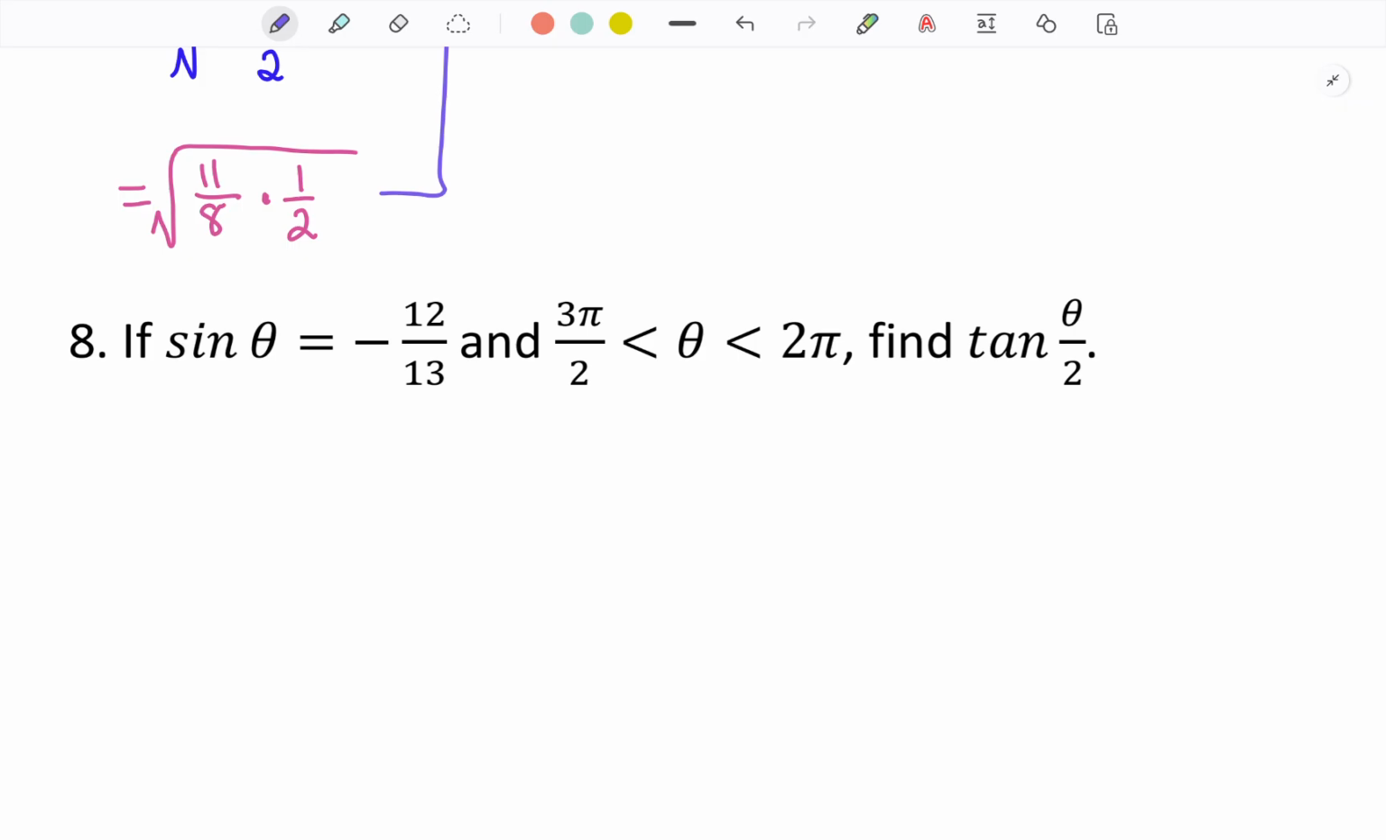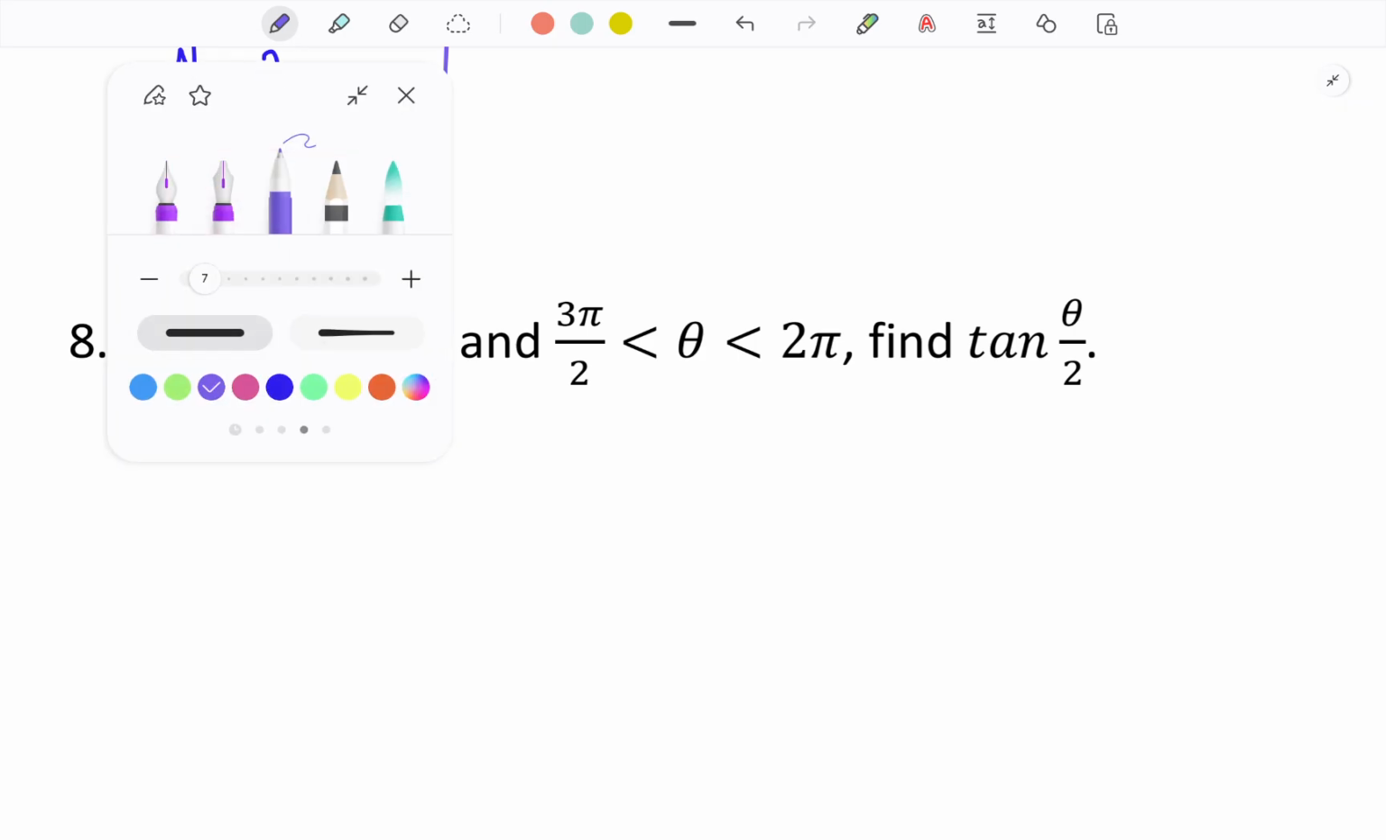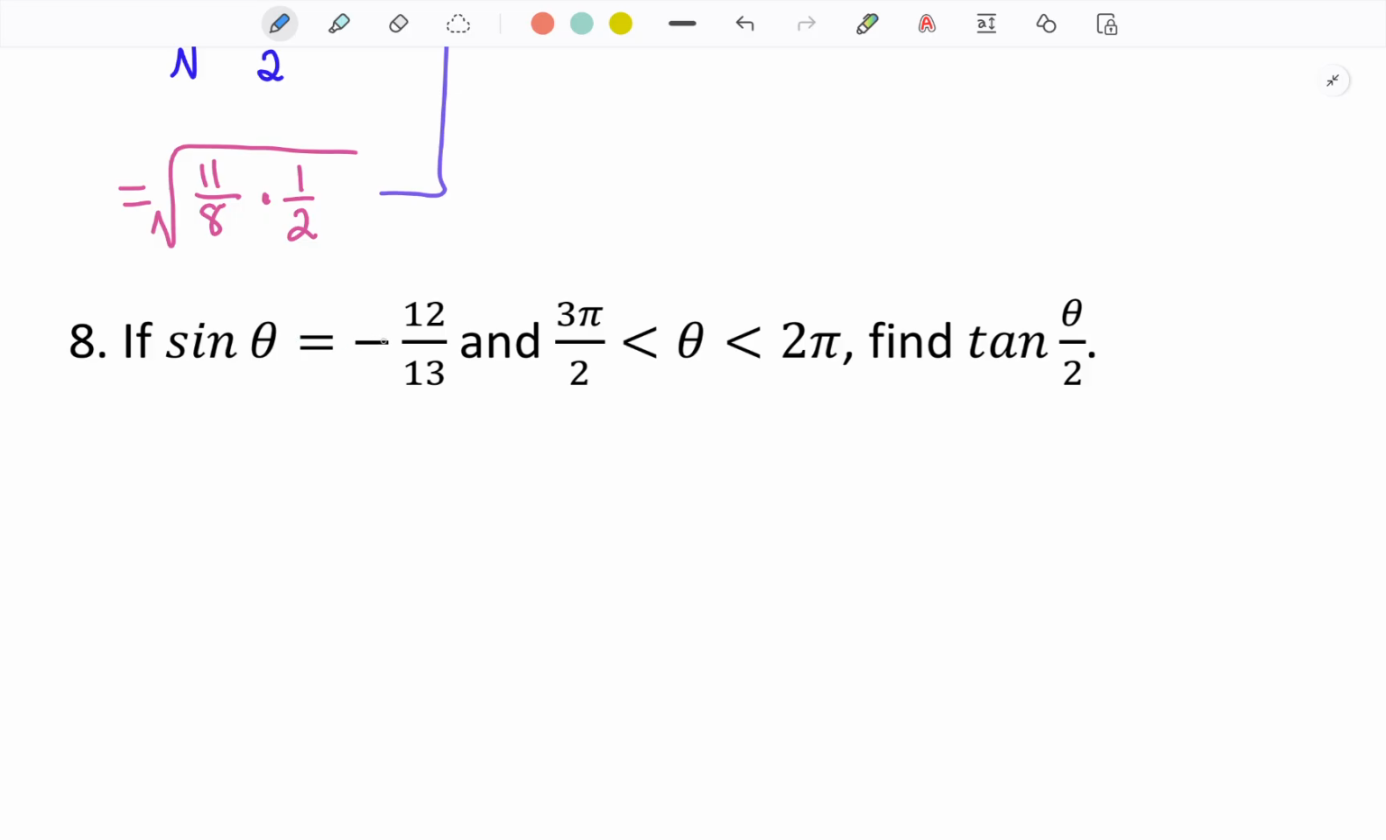And then for number 8, we're going to do something very similar. So we have sine theta equals negative 12 over 13. And we know that theta is between 3 pi over 2 and 2 pi. So when we cut that in half, because this is currently quadrant 4, then 3 pi over 2, half of it is 3 pi over 4. And then theta over 2, and then just pi. So this does put us in quadrant 2.